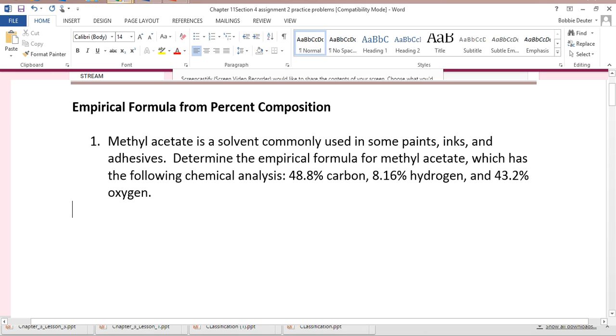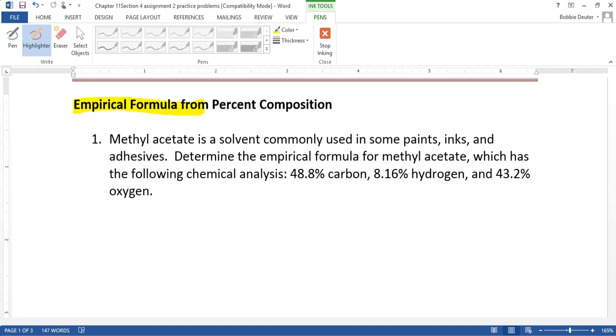Okay, so we are going to be in Chapter 11, Section 4. We're going to talk about empirical formulas. An empirical formula is the simplest way that you can write a chemical formula for a compound. Now, the molecular formula is based on how many atoms it has. So you can have a compound that has a different empirical formula than its molecular formula. The empirical, again, is just the most simplified version of that formula that we could possibly come across.